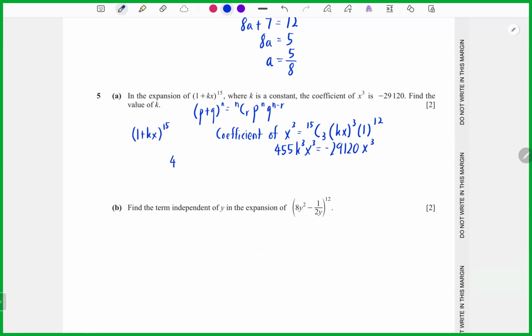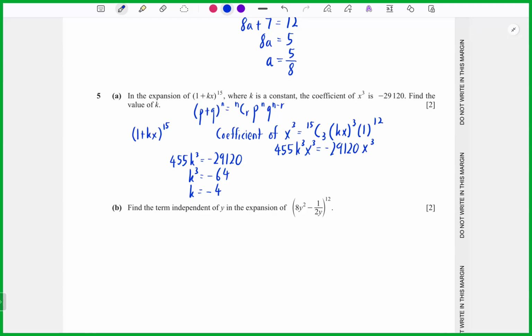So 455 k cubed equals negative 29,120. You will get k cubed equals negative 64, so k equals negative 4. Okay, let's see question B.